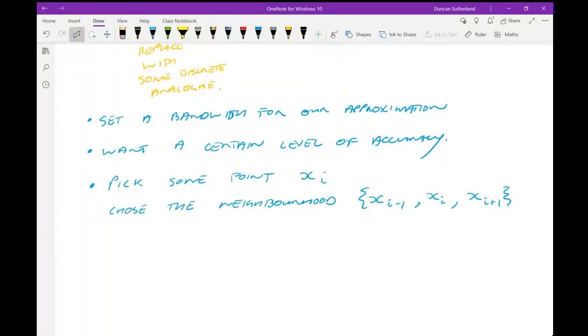All right, it's nearly 3 o'clock, so I'll stop there. I'll launch into the derivation of the second order centered finite difference method when we come back at 1600.